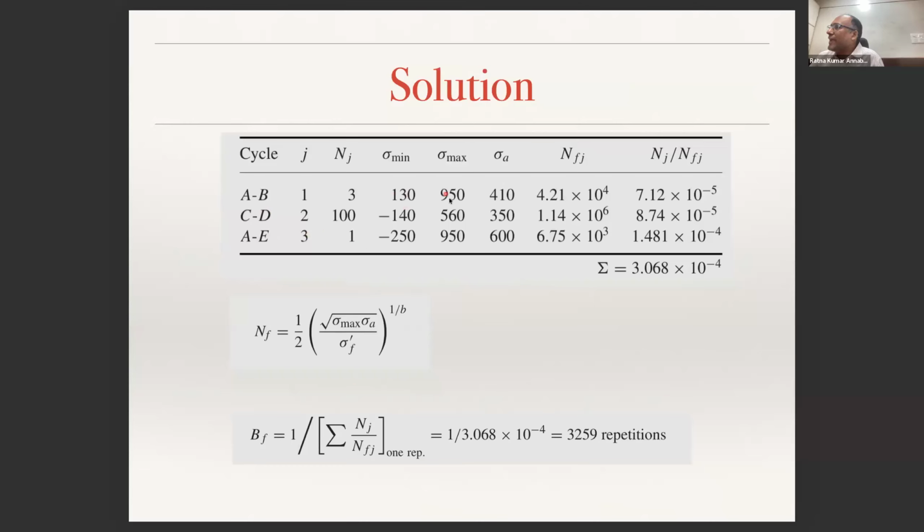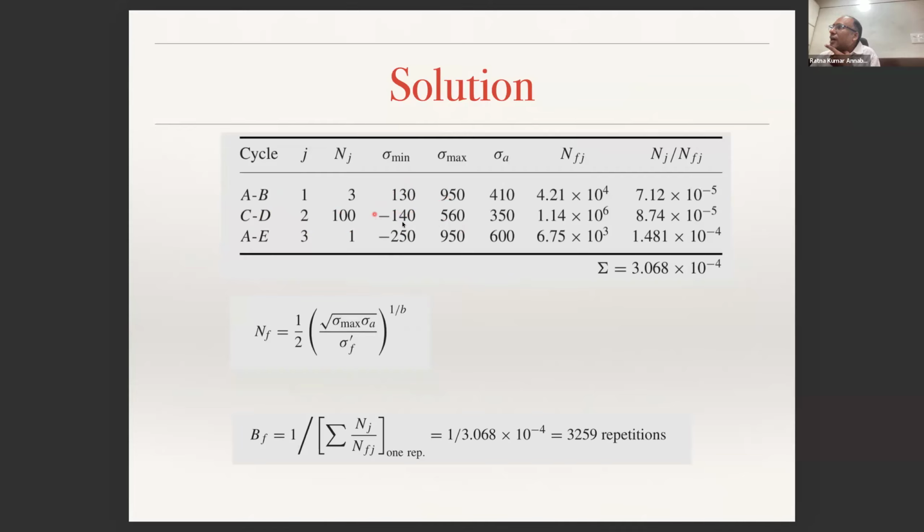And you have sigma min, sigma max. And please note that in these 2 cases, sigma min is negative. In such a scenario, what you will do, as we have discussed, sigma min should be considered 0.